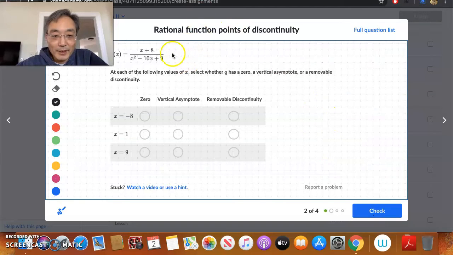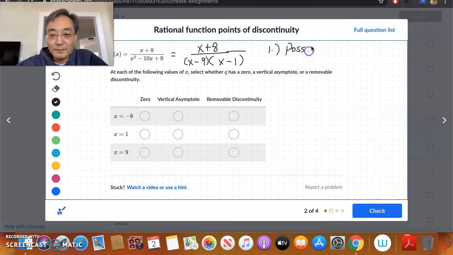All right, so here we have this function and we're checking these three values. So we're going to have x plus 8 over, and let's factor the bottom. That's pretty easy, right? It's going to be x minus 9, x minus 1, correct? So let's do our little check. Possible zeros are where the numerator equals 0. So x plus 8 equals 0, so x is equal to negative 8. Here's a possible 0.